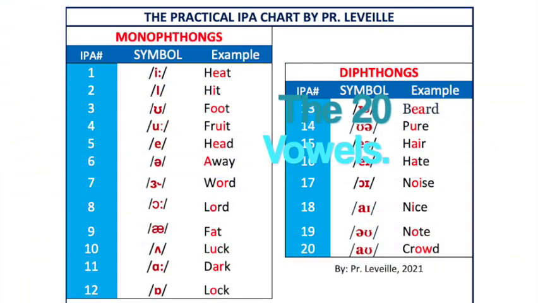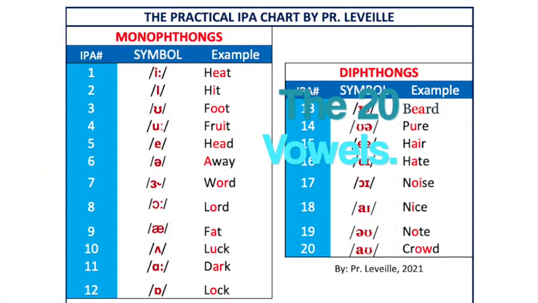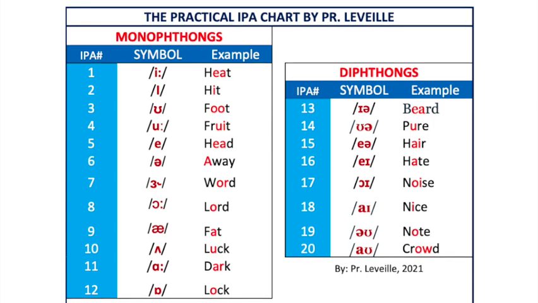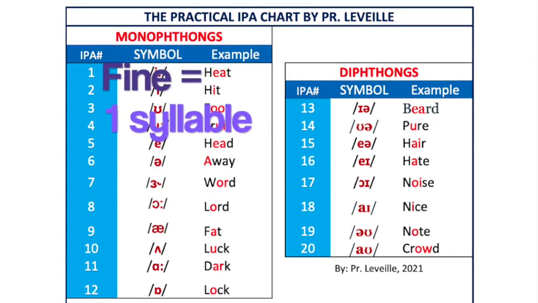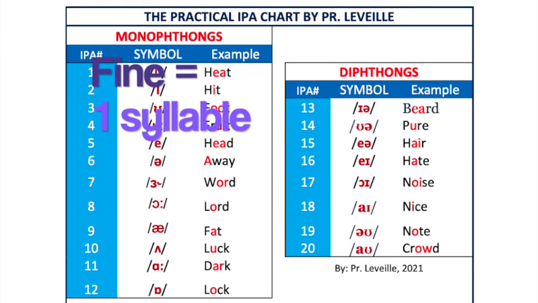Let's take a look at the 20 vowel sounds of the English language. Here's an interesting thing to know. To put it plainly, in English, no vowel, no syllable. That's why the word fine has 1 syllable, because the E is silent.